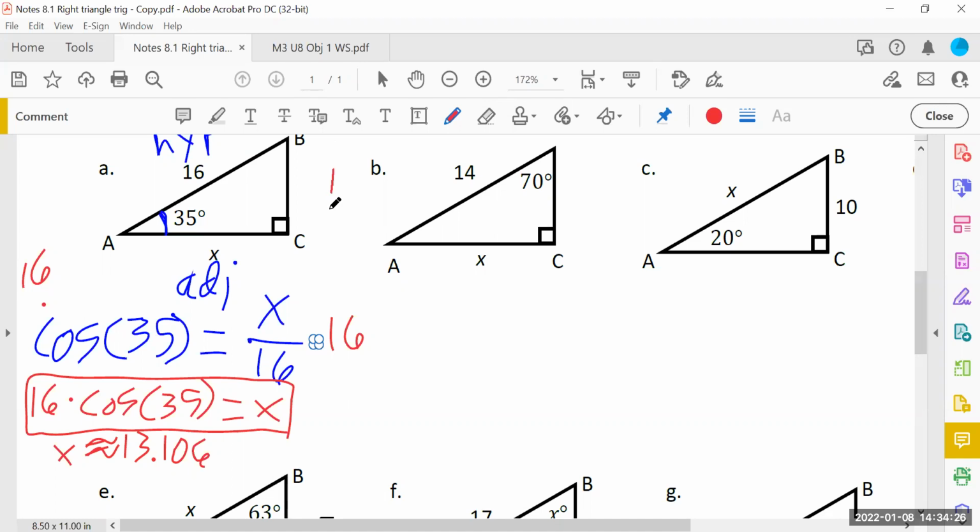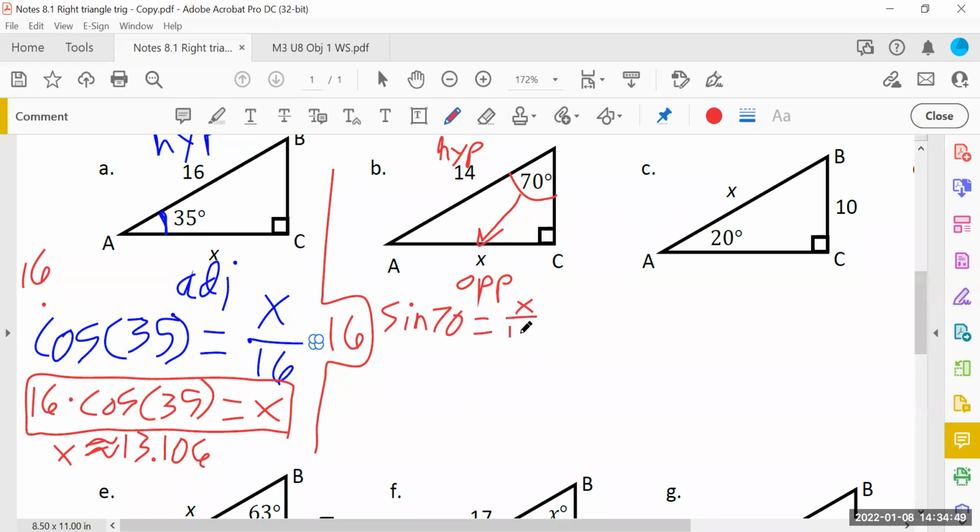So on to the next one. We're given different information for this one. I still have an angle. I still have a side, but this time the side is across from my angle, which means this is the opposite. And this one up here is still the hypotenuse. So when I set this up, opposite and hypotenuse is sine. So I'm going to do sine of 70 is equal to x divided by 14.